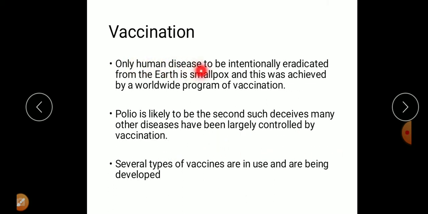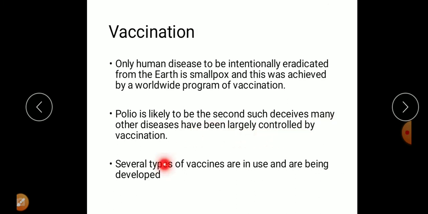The only human disease to be intentionally eradicated from the earth is smallpox, with the help of vaccination, and this was achieved by a worldwide program of vaccination. Nowadays polio is also likely to be the second such disease that has been largely controlled by vaccination.